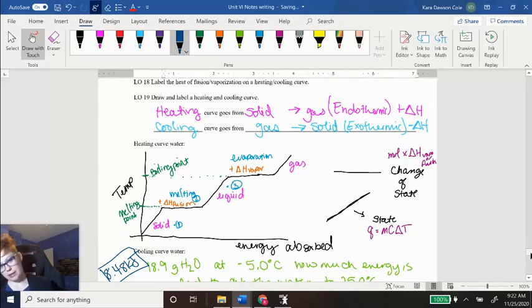So this was Learning Objectives 18 and 19, which was to label the heat of fusion and vaporization on a heating and cooling curve and to draw and label a heating and cooling curve.